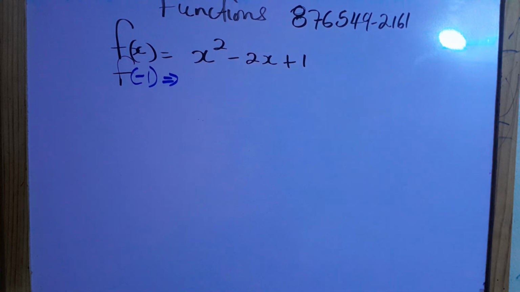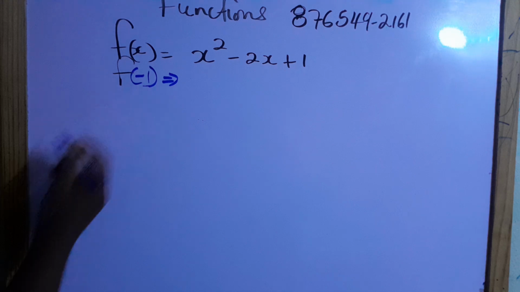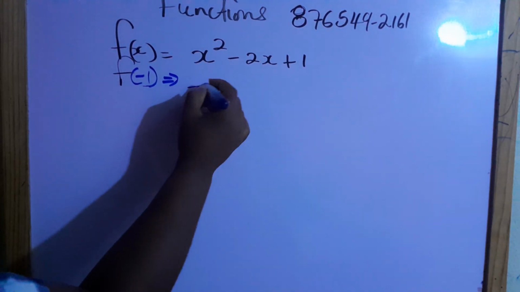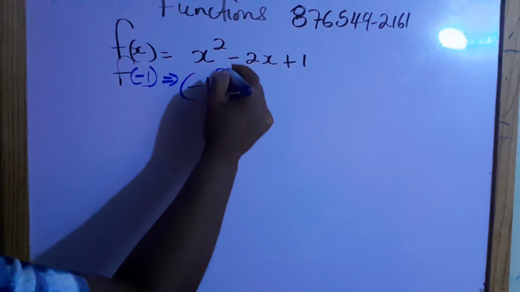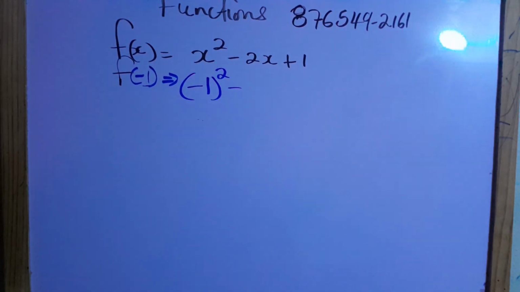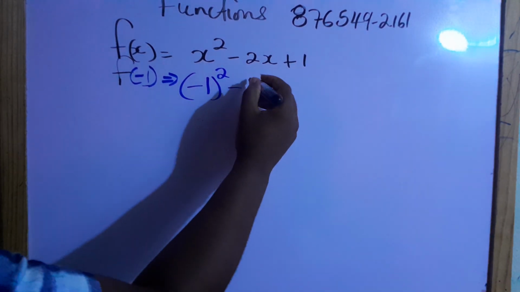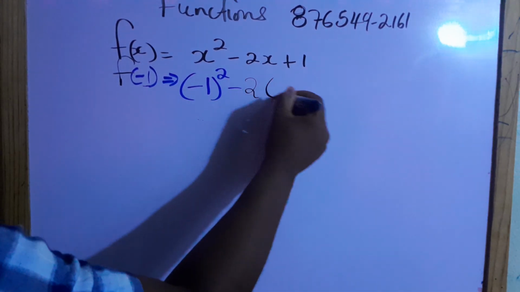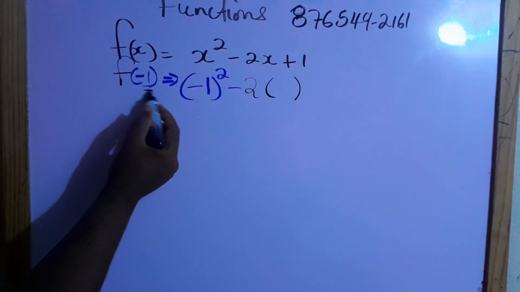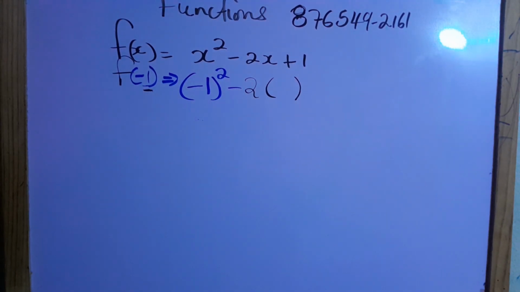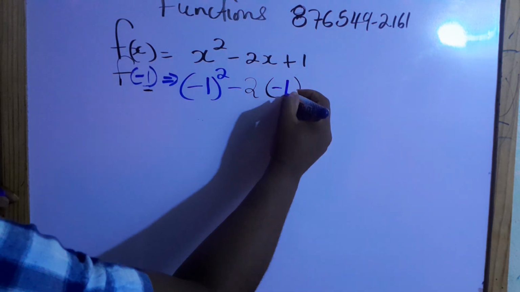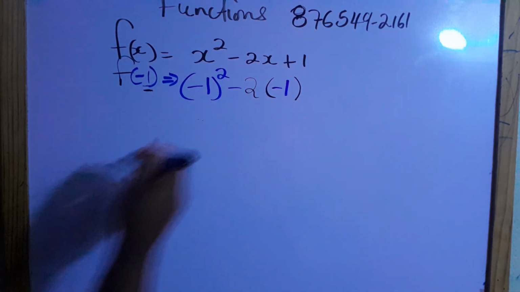Alright, so we're going to look at some functions, and we have f of x is equal to minus 2x plus 1, and they ask us to plug negative 1 in the function. So what it is, wherever we see negative 1, we put the value of x. Simple as that. So it will be negative 1 squared minus 2 times x, right? But what is the value of x? This is the value of x. So anywhere we see x, we replace it with negative 1. And of course, then we compute.